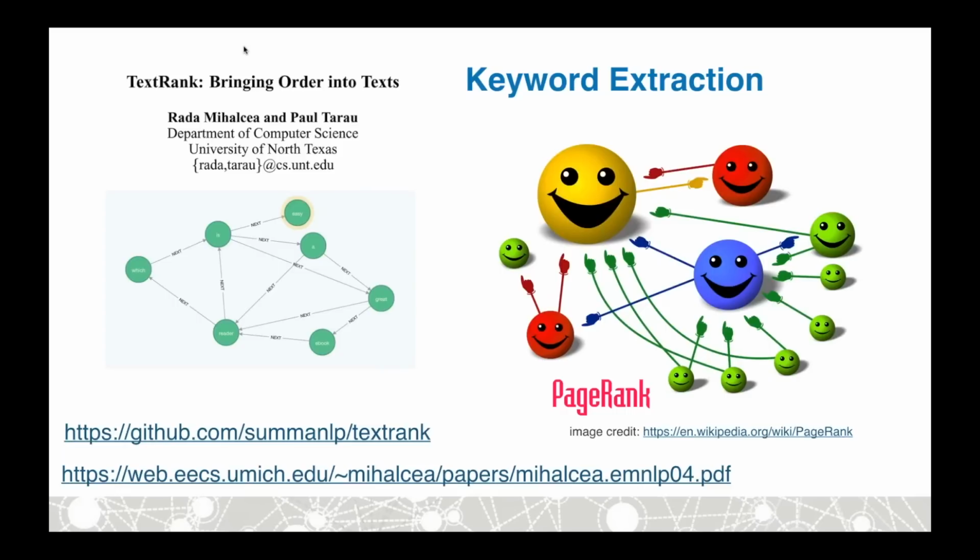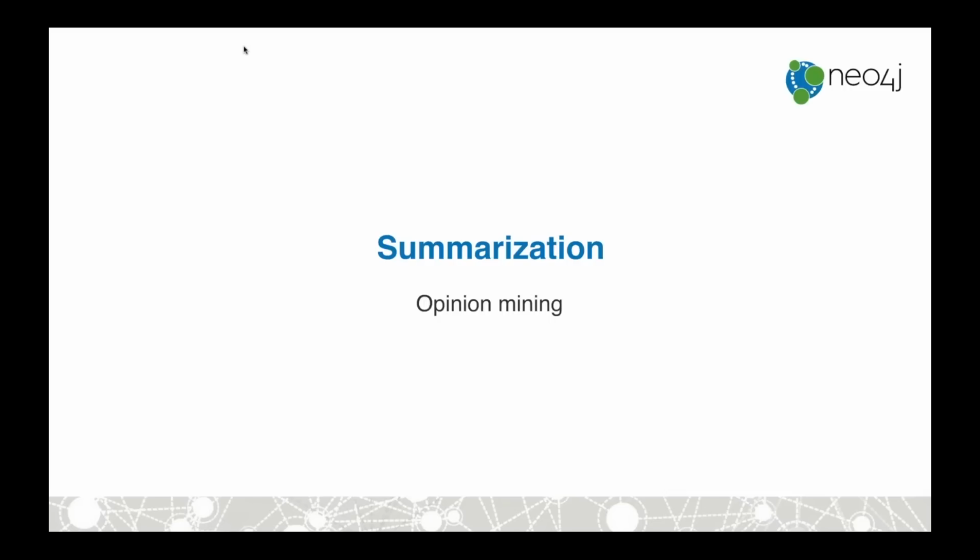This is a very simple way to think about PageRank. Basically, the TextRank method is a bit more complex, but what it's doing is running PageRank on our text adjacency graph and then taking the highest PageRank words and using those as candidates for keywords for the text. There's a Python implementation of this method as well as a link to the original paper, which I thought was interesting. So next, let's look at summarization and specifically opinion mining.